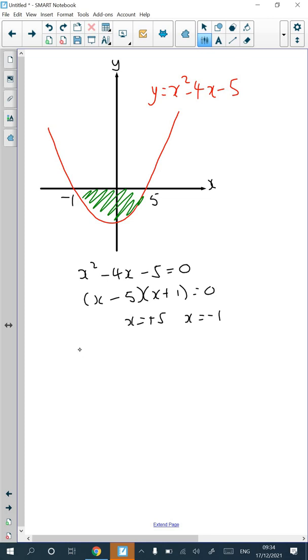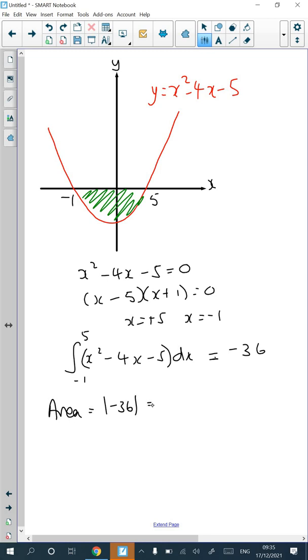Okay, so what I'm going to do is integrate x squared minus 4x minus 5 between 5 and -1. Now, I can put that in my calculator. If it says find, that would be perfect. And that would give me -36.